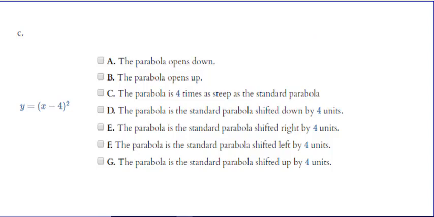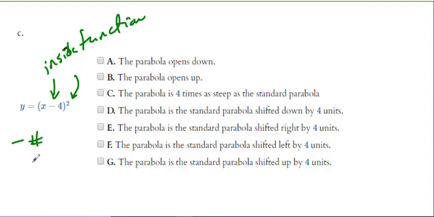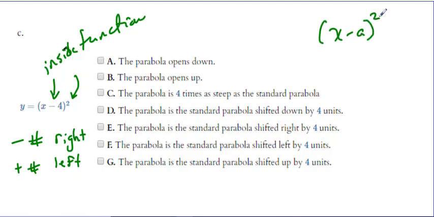Okay, so this is inside the function, okay? Because here's your squared, right? So if it is minus a number, it's to the right. If it's plus a number, it's to the left, because it's in the format of x minus a, squared, right? And the a is the transformation, and the a is either going to be left or right.